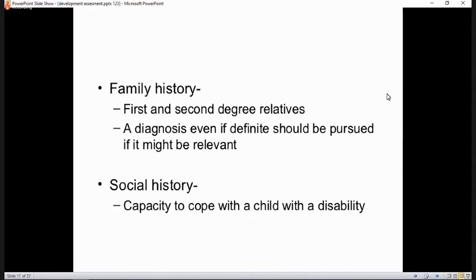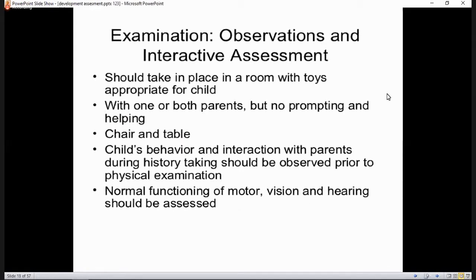As compared to that, when family members ask for help, it will have less weightage than the doctor. So while assessing the development, the child should be kept in a place with toys, with one or both parents there, but there should be no prompting or helping. There can be a normal chair or you can use the floor also.